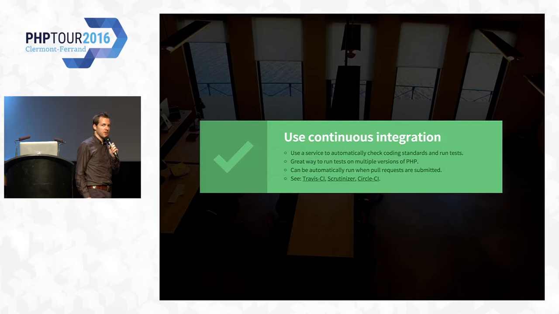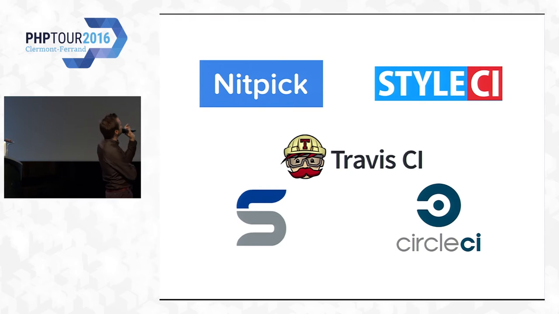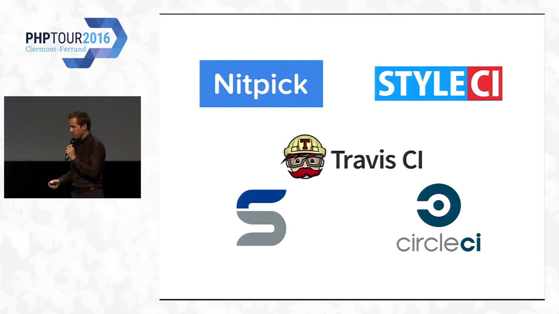Next thing is CI, continuous integration. There's a ton of different services: Nitpick CI, Style CI, Driver CI, Scrutinizer CI, and Circle CI. They all end with CI. The top two are for code style. They inspect the code style, and then comment on your pull requests or code to say maybe you should move this opening bracket to the previous line or something. Travis CI and Circle CI are used to run tests. You can also do this on Scrutinizer CI. And I think you can do both testing and code style sniffing on Scrutinizer CI.